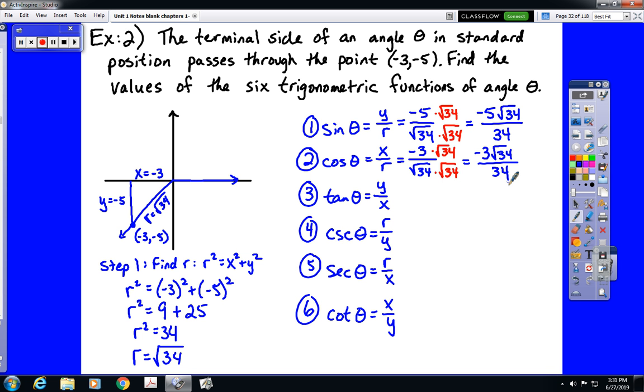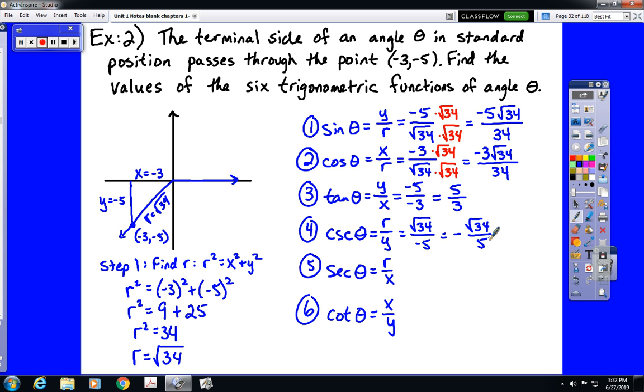We do not have that problem with the tangent. It is y over x, but we do need to be careful because both y and x are negative, which means our answer should be positive 5/3, because a negative divided by a negative is a positive. Cosecant, we don't have that problem because the square root of 34 is on the top, and there's nothing wrong with that. So we would just say negative root 34 over 5.